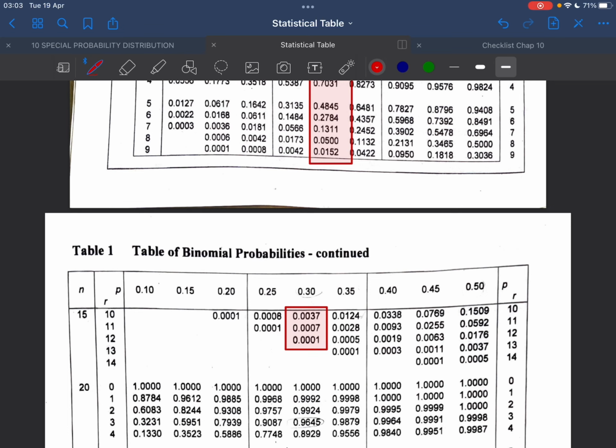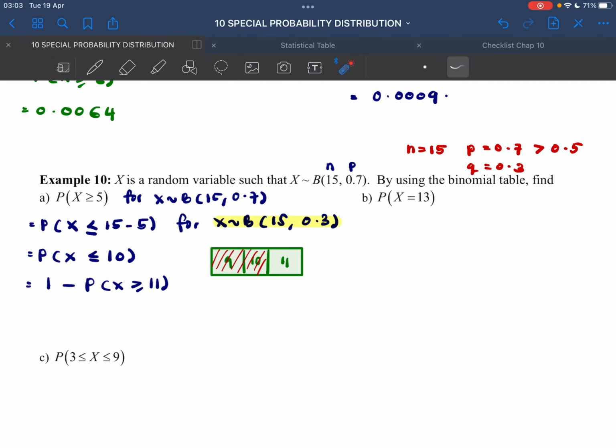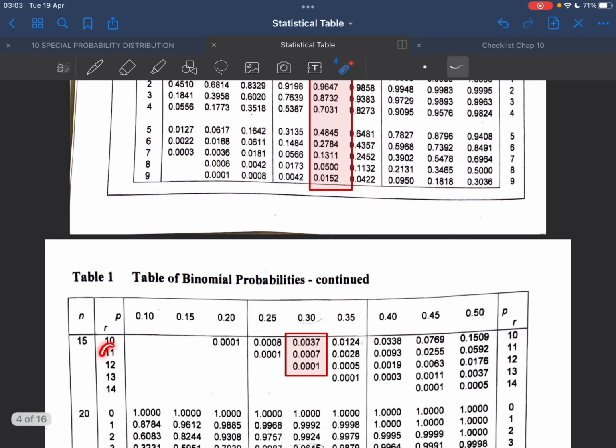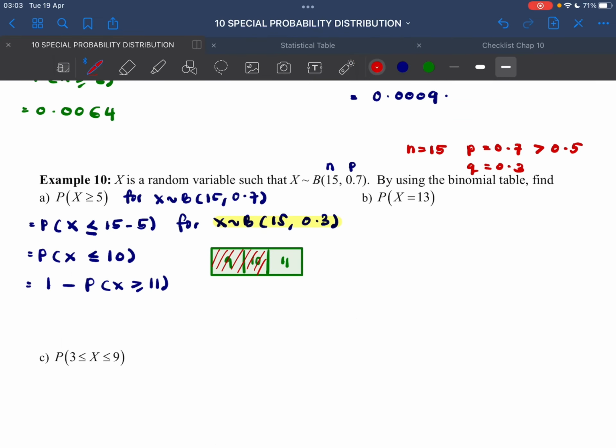Okay, so let's see apa yang soalan ni nak tadi. N equals to 15, P equals to 0.3 and our R is equals to 11. Okay, so dalam ni mana 11? 11 di sini. So go straight to here, 0.0007. So kita gantikan. We have 1 minus 0.0007. So here's the final answer is 0.993.